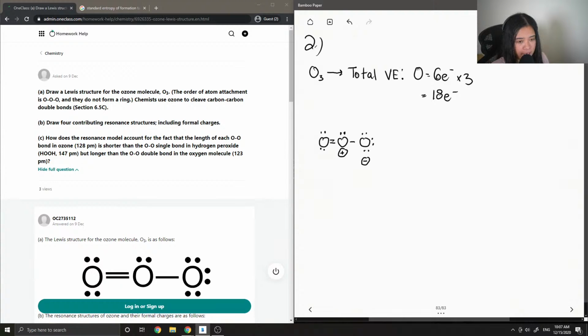Okay, so now let's count out all the electrons present in this molecule. Counting all the lone pairs, we have 1, 2, 3, 4, 5, 6, 7, 8, 9, 10, 11, 12. And now I'm going to count all the electrons in each bond. So there's 2 in each bond. So 13, 14, 15, 16, 17, 18. Okay, so all of the electrons are accounted for. So that is one Lewis structure.